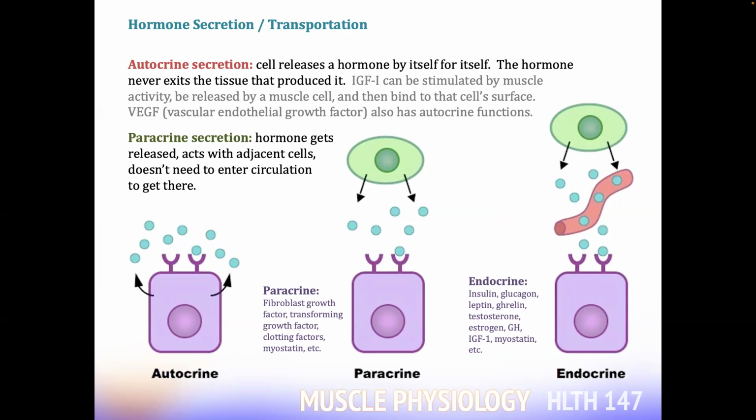A less juvenile analogy would be a doorbell, right? Autocrine signaling is a doorbell that summons a response, but you can't ring it from inside the house. You have to go outside of the house to ring it.